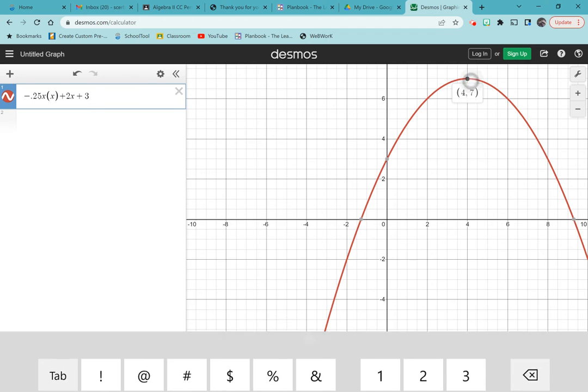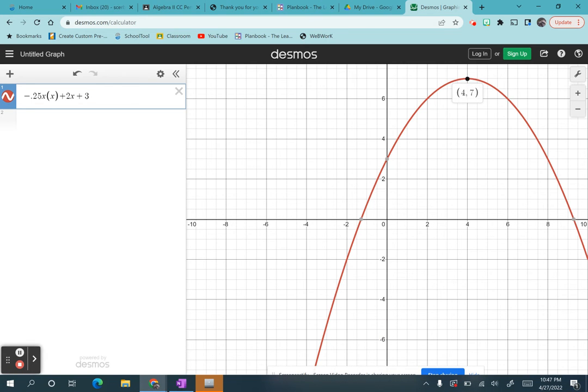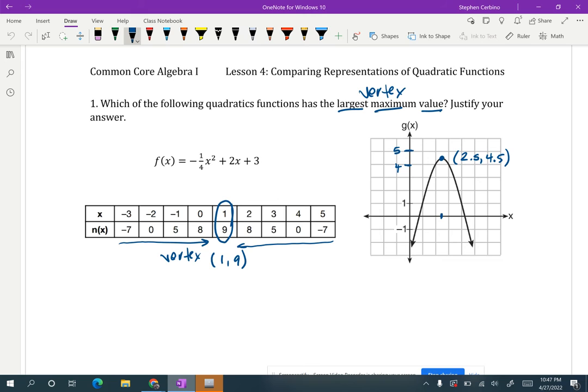All right, so for this one, the vertex is at (4, 7). I couldn't find the caret button, so I just did x times x, but you could use the caret button on your calculator, I'm sure. So this one has a vertex of (4, 7), making n of x the function with the largest vertex, aka maximum.